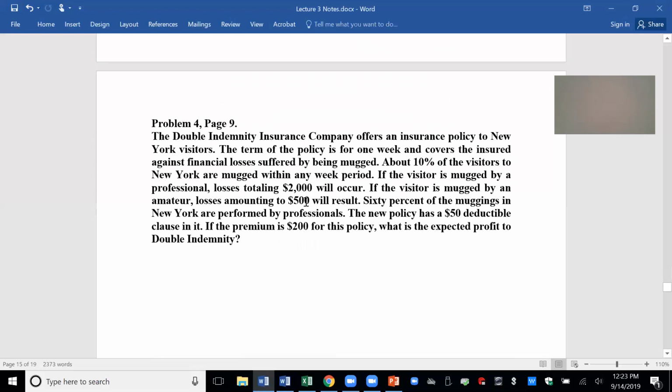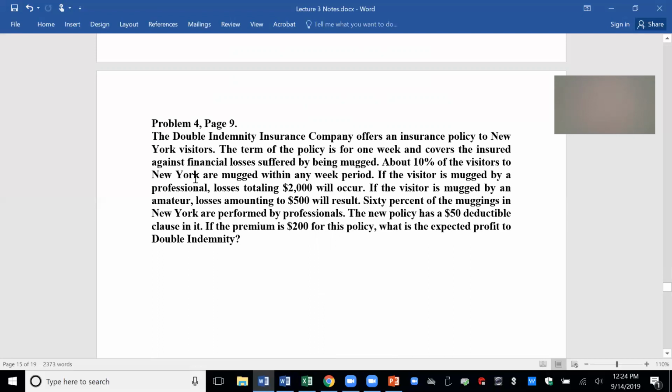Let us illustrate the visualization and maybe role play in this problem here. Problem 4 on page 9. The Double Indemnity Insurance Company offers an insurance policy to New York visitors. It covers you for 1 week and covers you against financial losses suffered by being mugged.